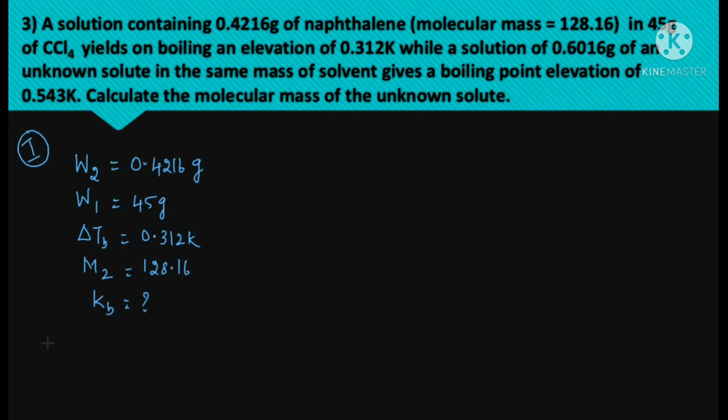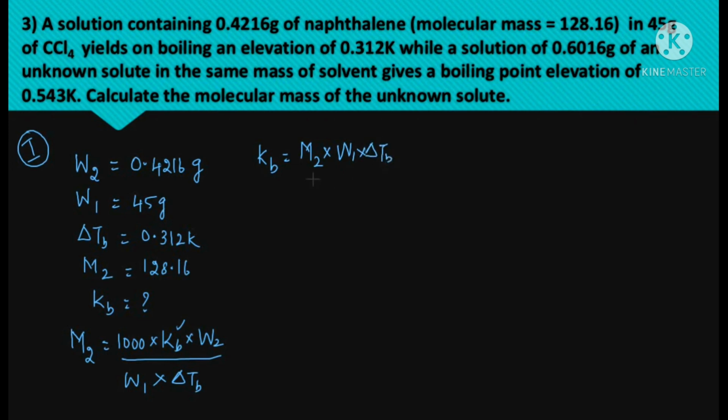Now we'll write the formula. For molecular mass, M2 is equal to 1000 into Kb into W2 divided by W1 into delta Tb. Now we can reshuffle this formula because we are in need of this Kb. So Kb is equal to M2 into W1 into delta Tb divided by 1000 into W2.